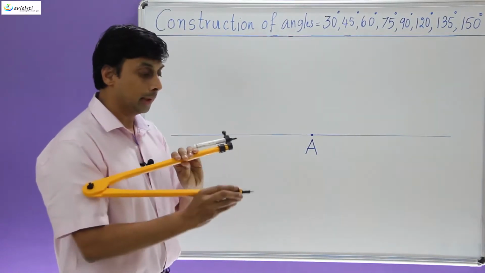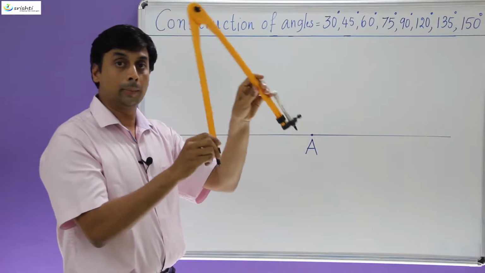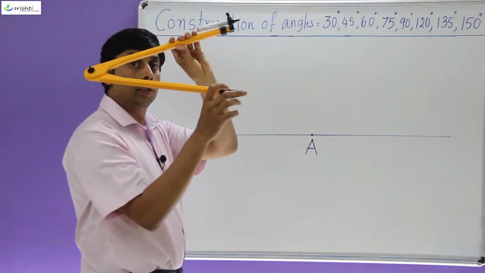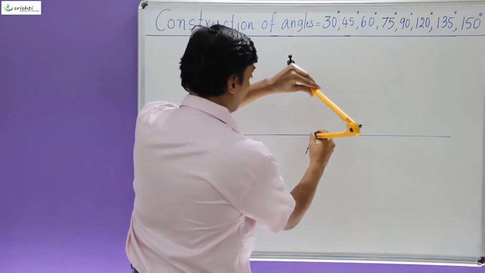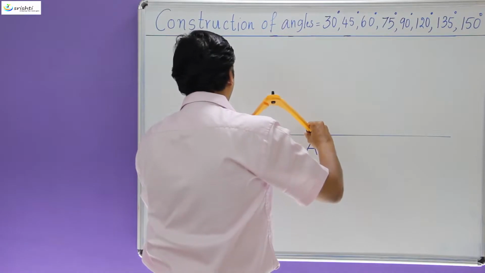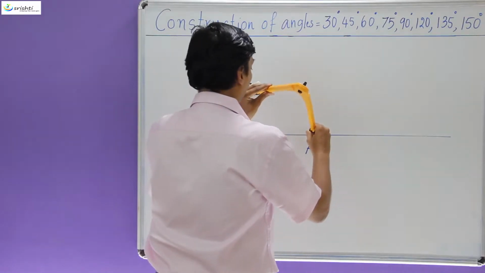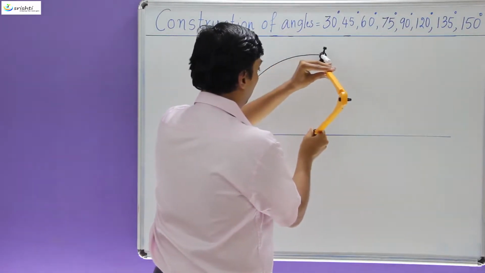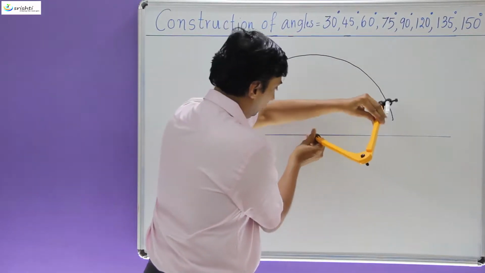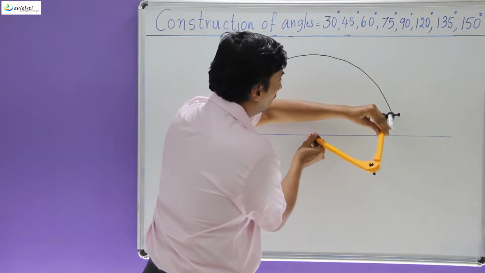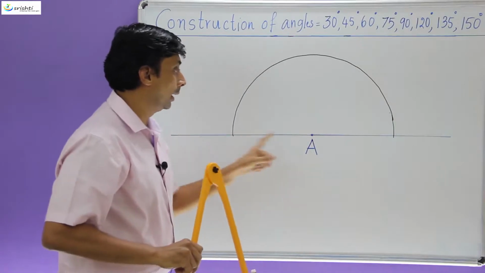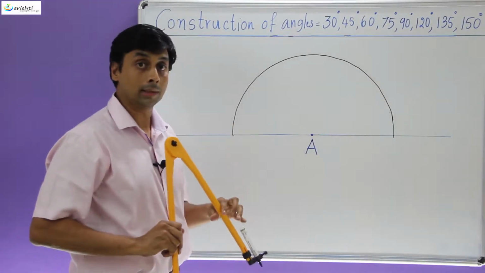So what I am going to do is, I am going to take any suitable measurement on my rounder. I am going to place this particular point on vertex A. I am going to fix it there, and using any measurement, I am first going to draw a semicircle. I hope you are also drawing the semicircle along with me. So the semicircle is intersecting the line segment at 2 points.